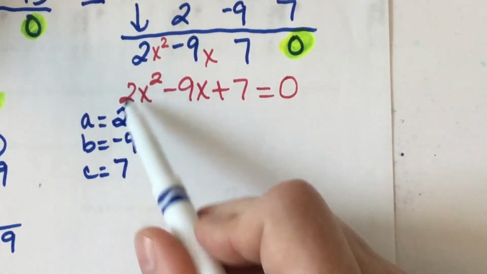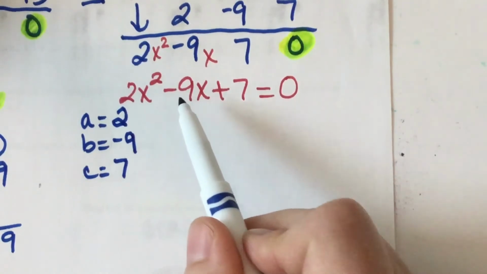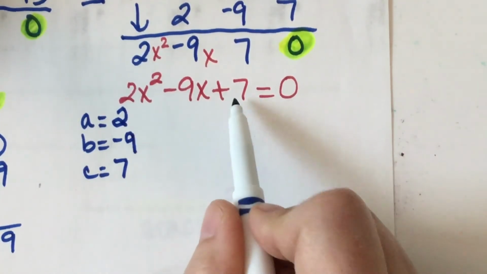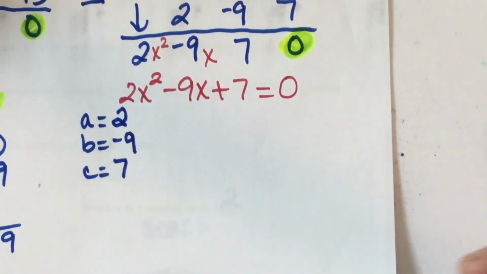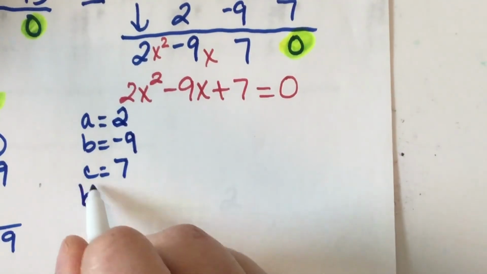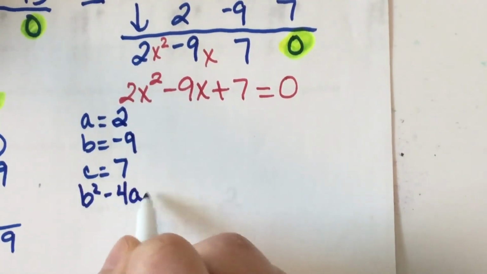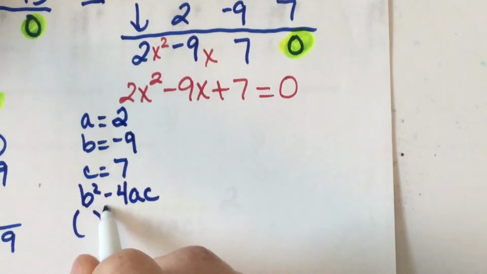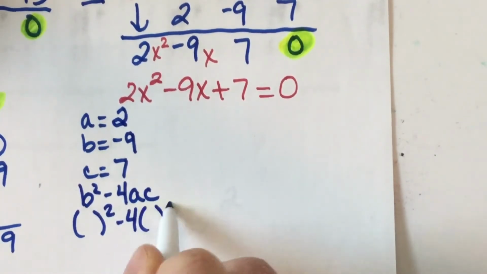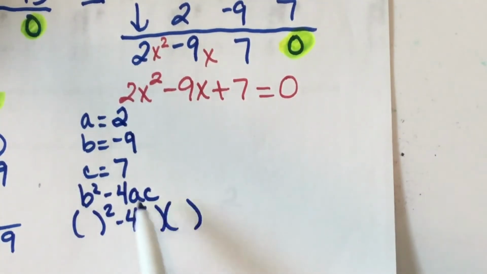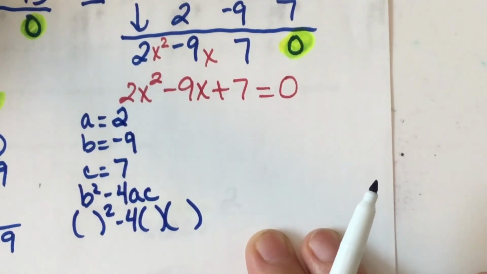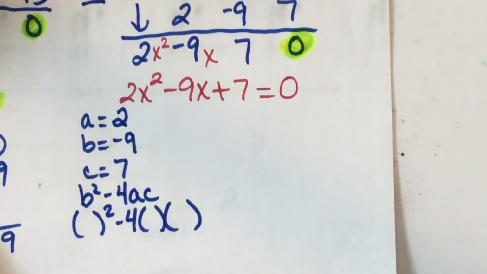A is 2, because that's the number in front of the x squared. B is negative 9, because that's the number in front of the x. And C is 7, because that's the constant. All right, and then I'm also going to calculate my b squared minus 4ac. So remember, when you do this in the calculator, you need to have parentheses where your b is, where your a is, and where your c is. Okay, and I'll type that in my calculator in just a second.